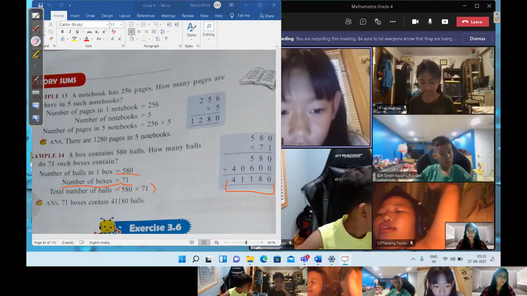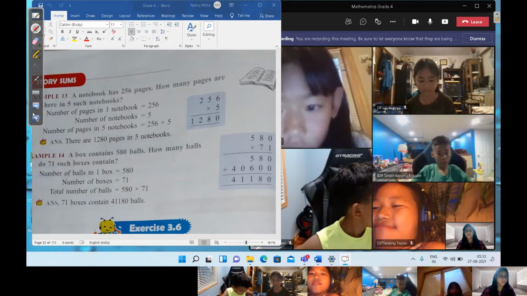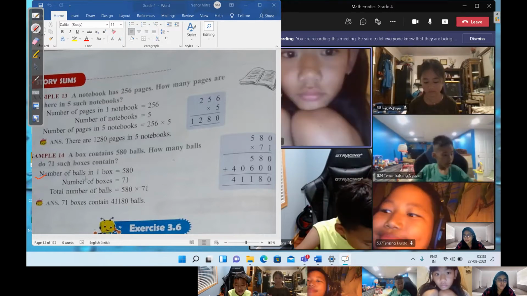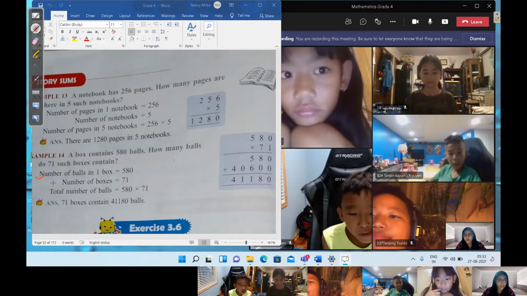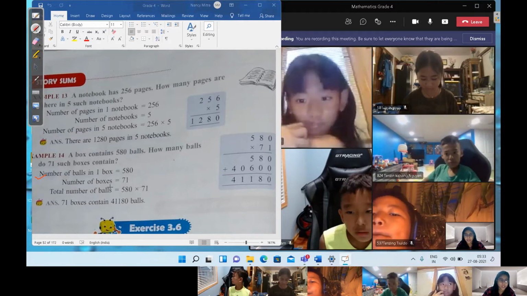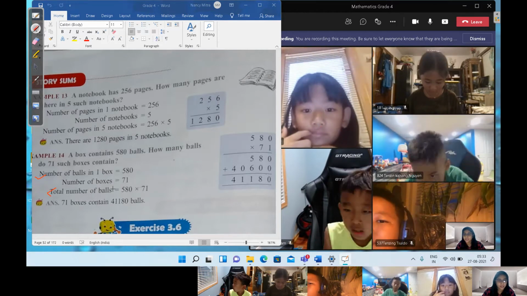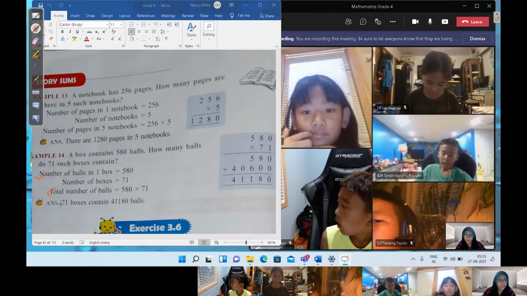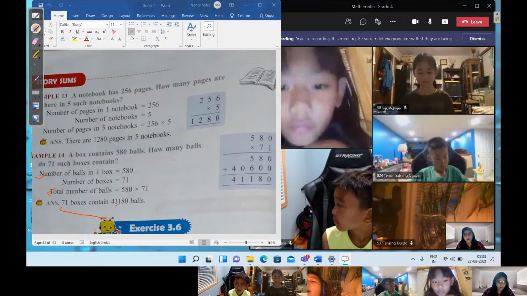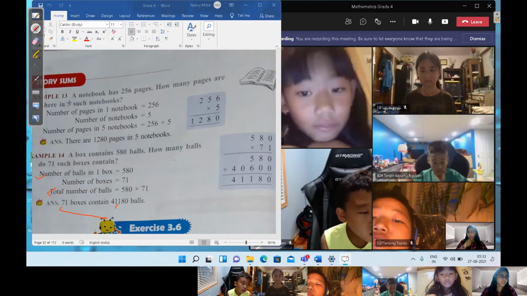So you have to write in this manner. You have to remember the point. Firstly, we write the number of balls in one box and the number of boxes. Then we find the total number of balls with multiplication, and after that the answer is: 71 boxes contain 41,180 balls.